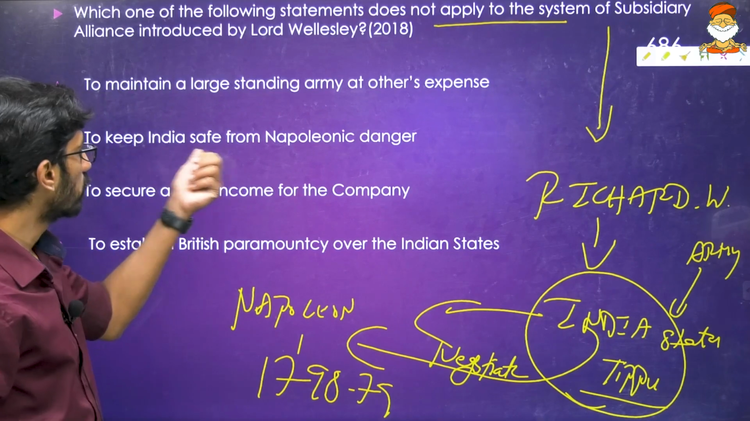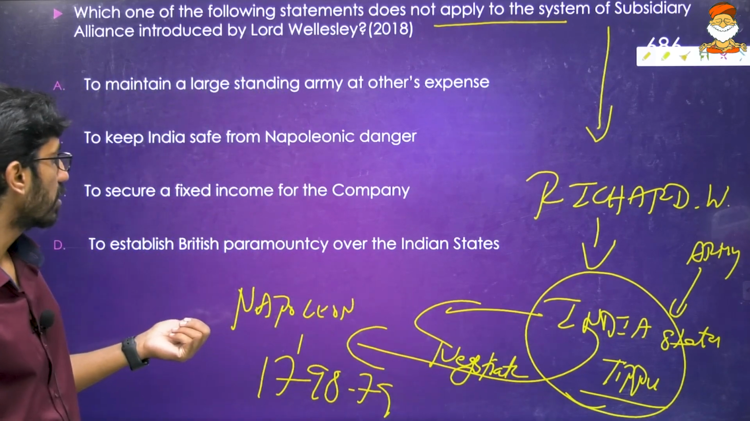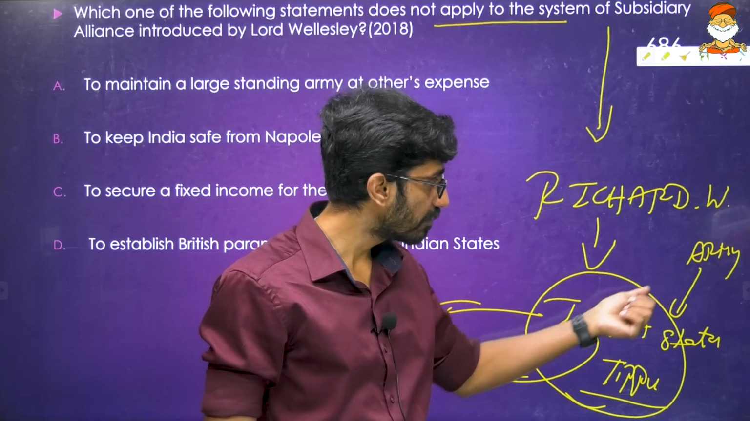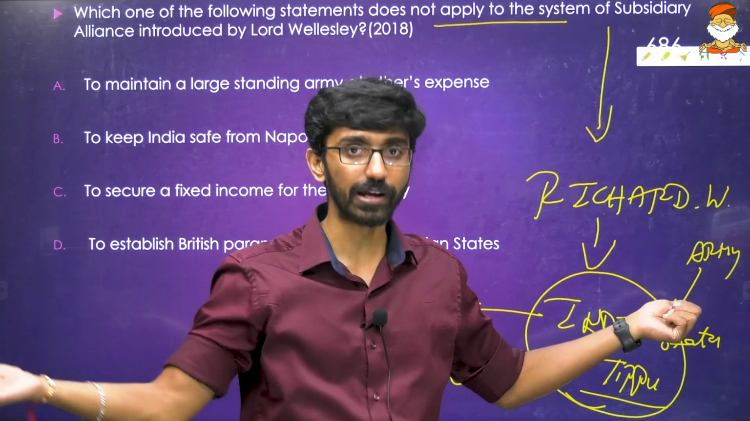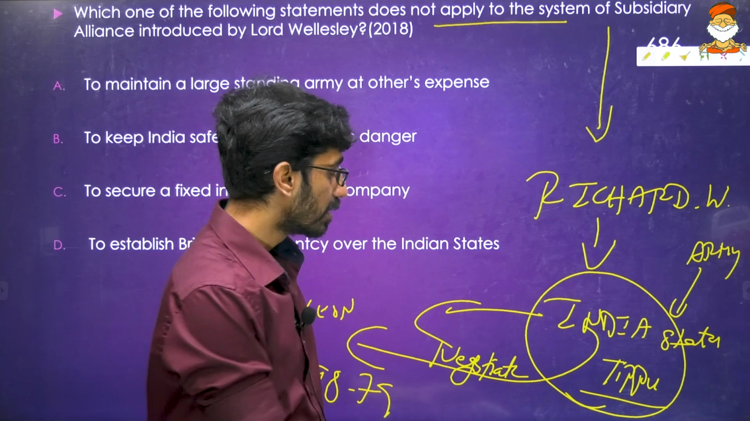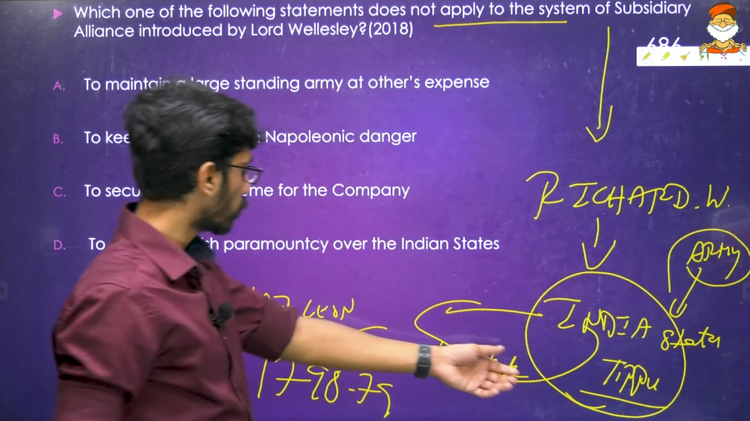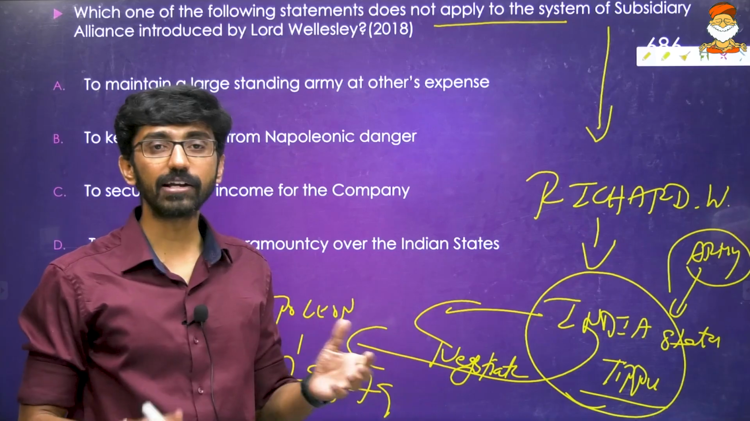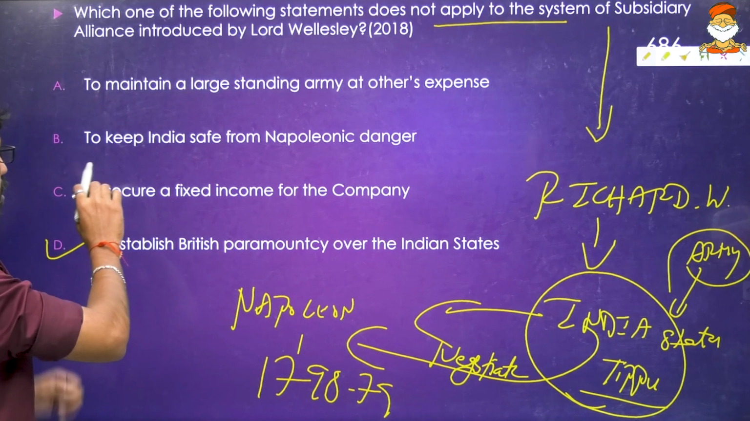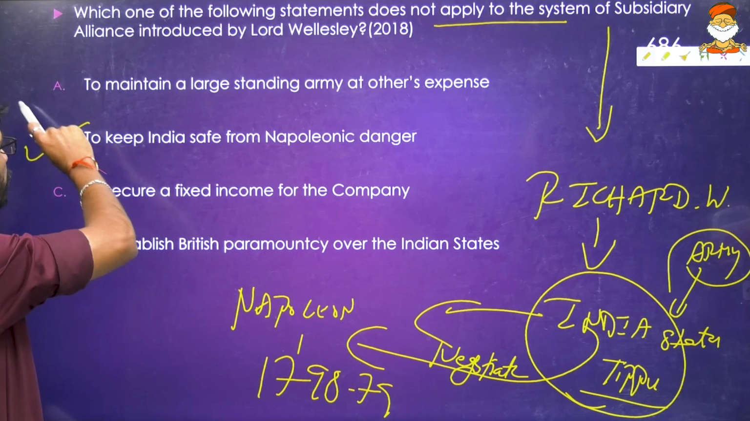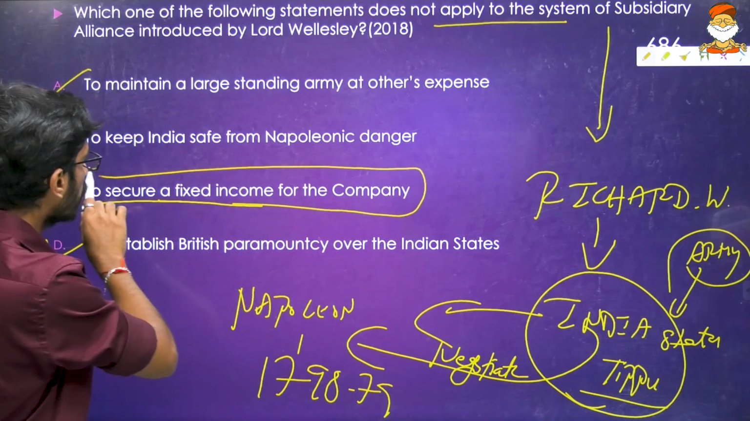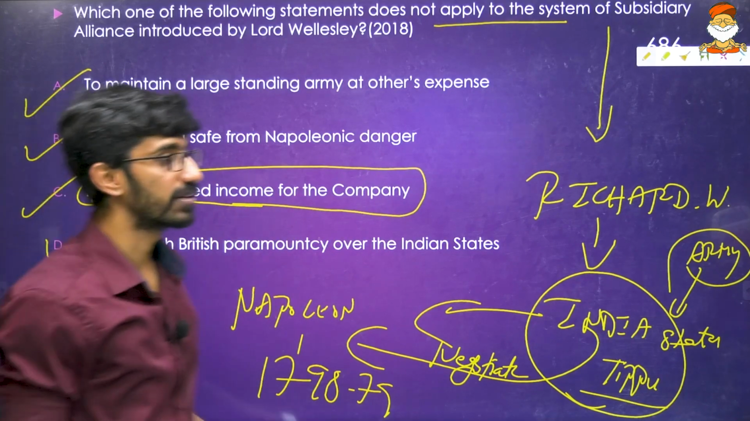At the same time, I told you, to safeguard India from Napoleonic danger. And overall, what happens? If you agree that your state will be safeguarded by the army of an outsider, you are giving up your sovereignty and your self-respect. And if you let them determine your foreign policy, that you shouldn't have any negotiation with Napoleon, you are accepting the suzerainty or paramountcy of the Britishers. So that is to establish British paramountcy, to keep India safe from Napoleon, and to maintain a large standing army at others' expense. They did not want any secure or fixed income for the company. So the answer option is C.